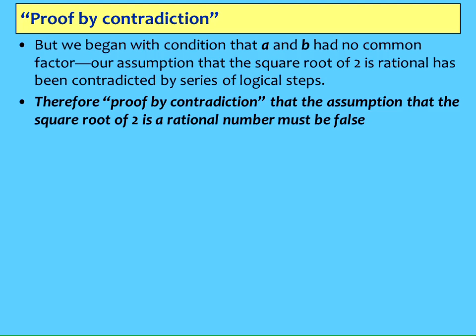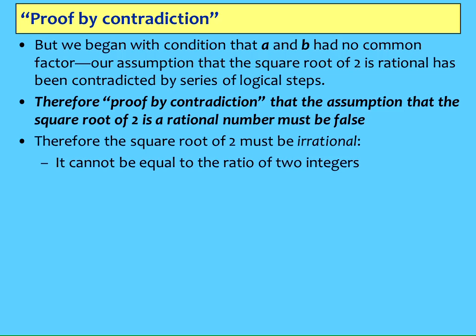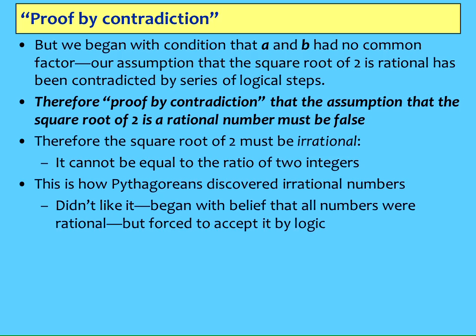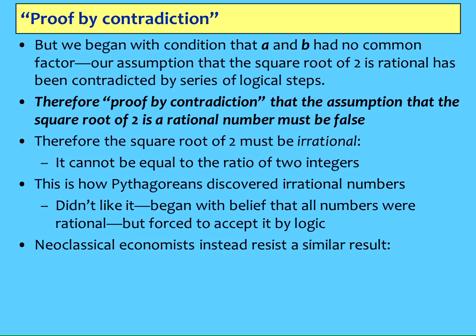So by proof by contradiction, you've proven that 2 must be an irrational number, a number that cannot be defined as a ratio of 2 integers. That's the idea of proof by contradiction. And they didn't like it, but they were forced to accept the logic, and that's how mathematics evolved as dramatically as it has since 350 BC.